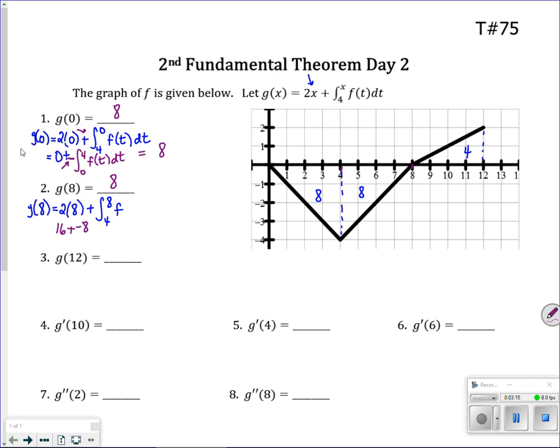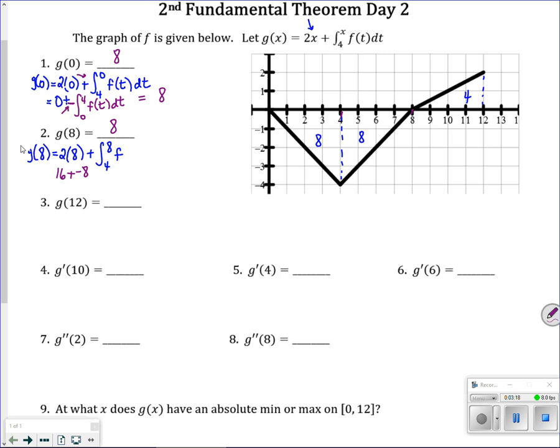Stop the video and see if you can do g of 12. So g of 12 would be 2 times 12 plus the integral from 4 to 12 of f. Well, that's certainly 24. And then from 4 to 12, are you with me that that would be -4? I have 8 below, 4 above, so that would be -4. So that answer would be 20.